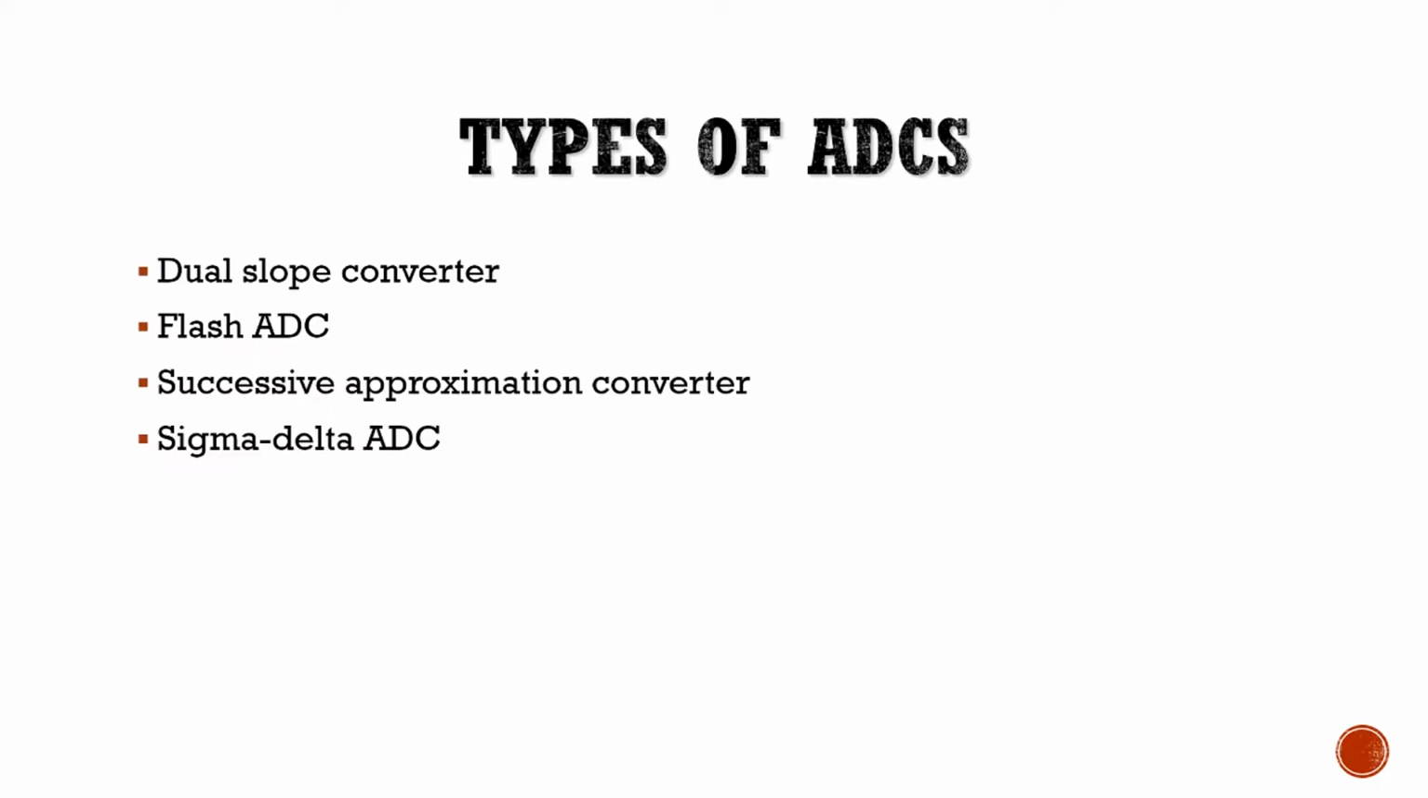Now, moving on to the types of ADCs that we are going to discuss. First, we are going to discuss dual slope converter, then the flash ADC, then successive approximation, and then sigma delta.